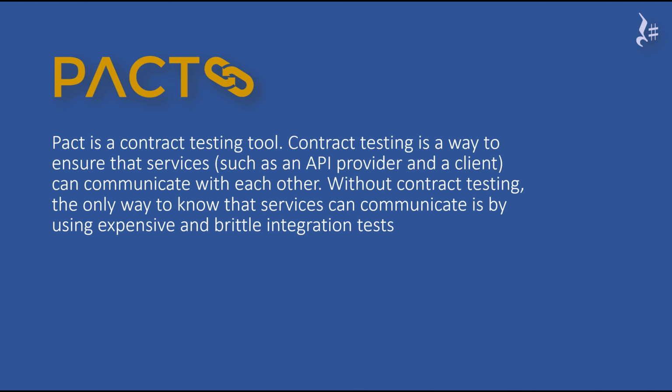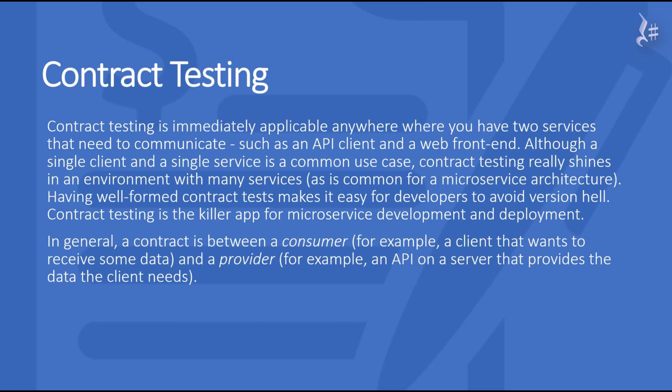This is one way that you can maintain the contract between services in a microservice-based world, and you can see how the communication happens. This is what is called contract testing. Contract testing is immediately applicable anywhere you have two services that need to communicate, such as an API client and a web frontend. Although a single client and a single service is a common use case, contract testing really shines in an environment with many services. Well-formed contract tests make it easy for developers to avoid version hell, and contract testing is a killer app for microservice development and deployment.